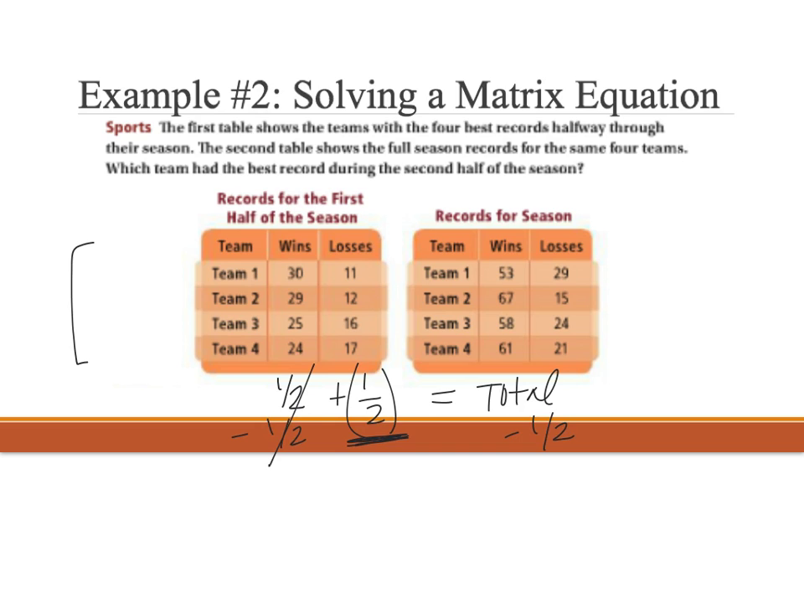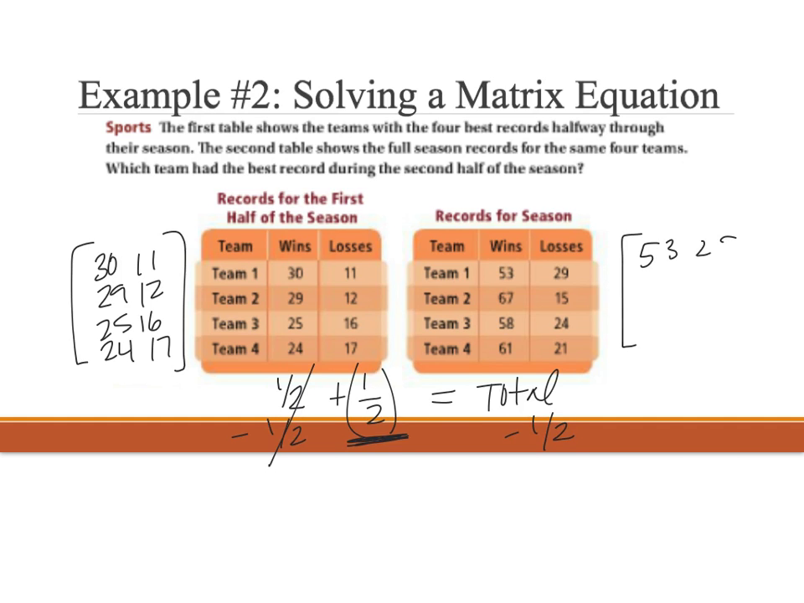So this should be 30, 11, 29, 12, 25, 16, 24, and then 17. This one should be 53, 29, 67, 15, 58, 24, 61, 21. I'm going to go ahead and erase this information at the bottom.